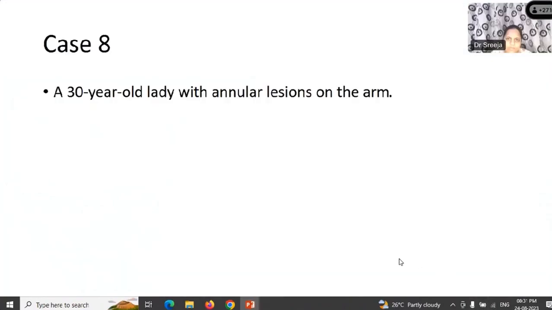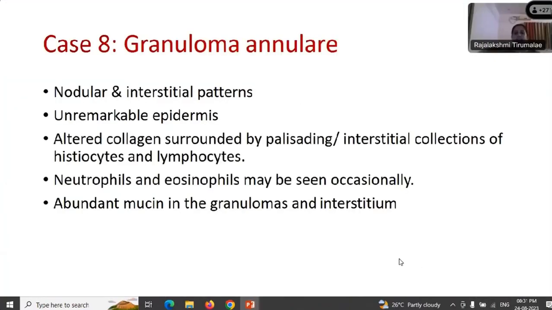So this is a case of, as you rightly said, granuloma annulare. And generally, in granuloma annulare, we find mucin in the center of the granulomas, along with the altered collagen. Sometimes you find elastolysis. So granuloma annulare has certain variants. Let's not worry about that. But you have altered collagen and you have mucin in the center. So this is a granuloma annulare.